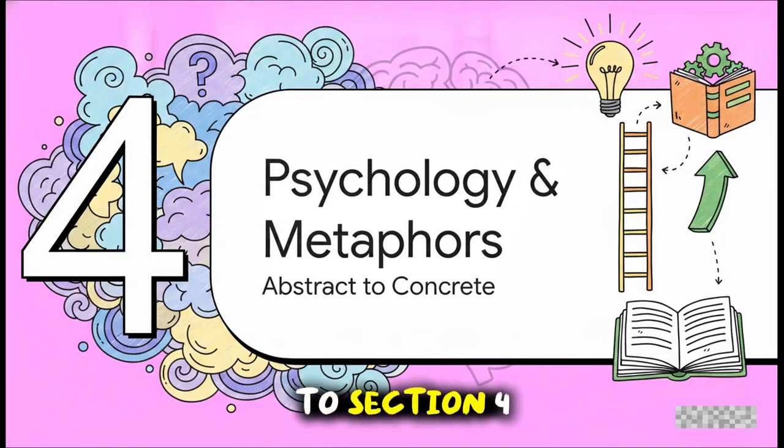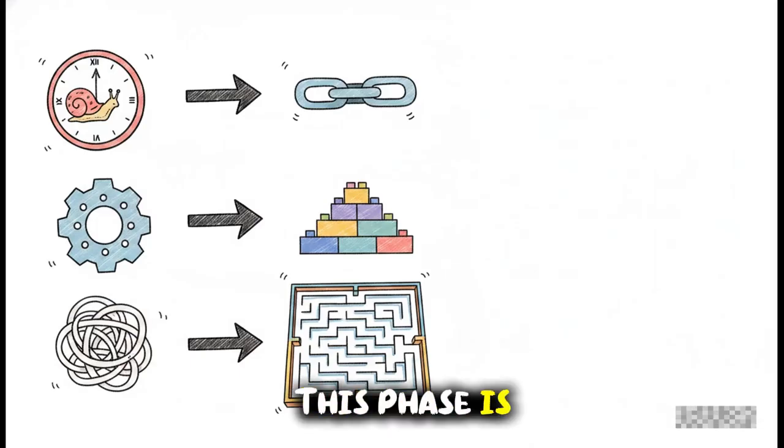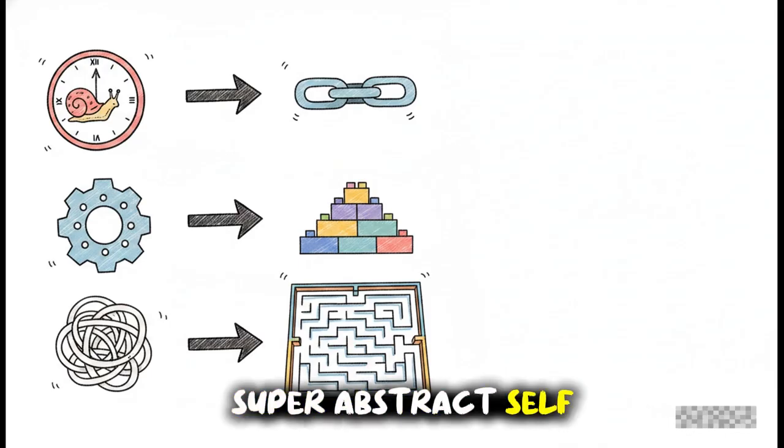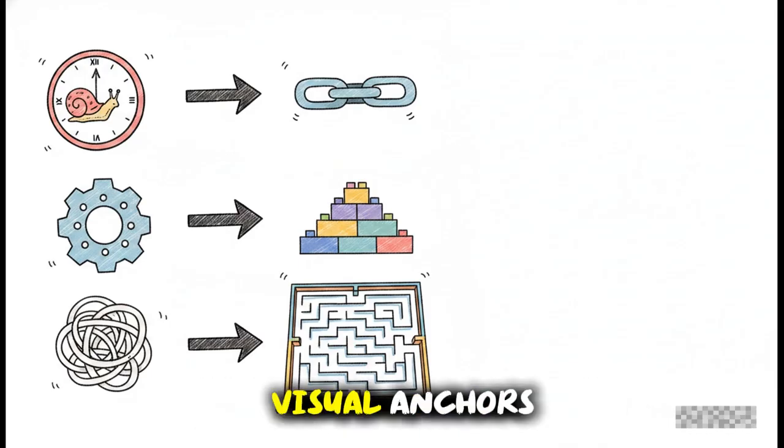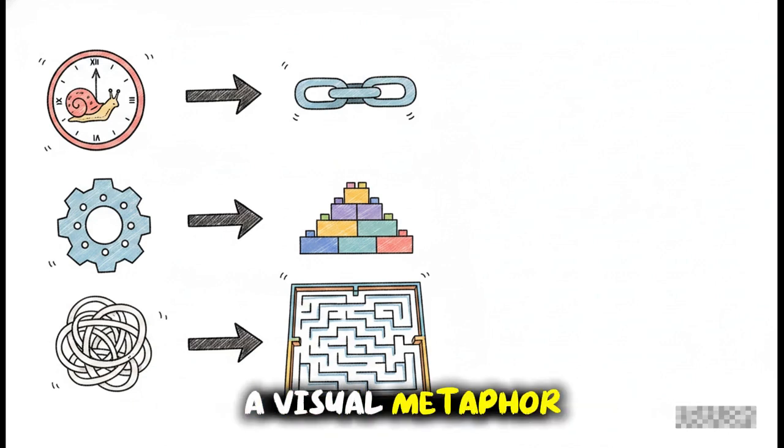That brings us to section 4, psychology and visual metaphor, moving from the abstract to the concrete. This phase is where the magic really happens. It forces the AI to translate super abstract self-improvement concepts into tangible visual anchors. So instead of just showing a character standing there talking, the blueprint utilizes a visual metaphor library.